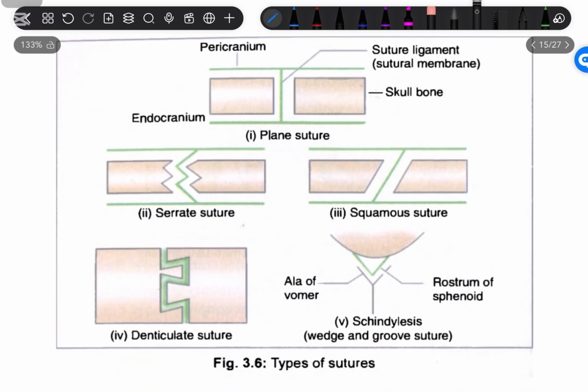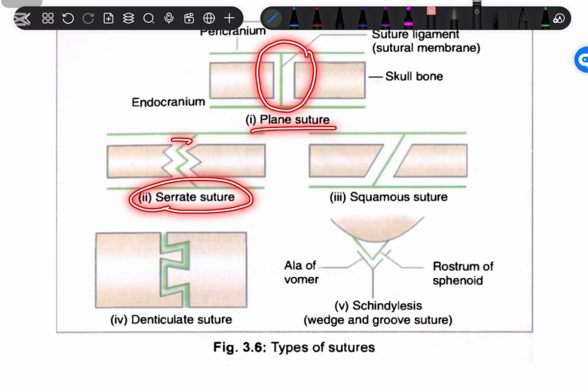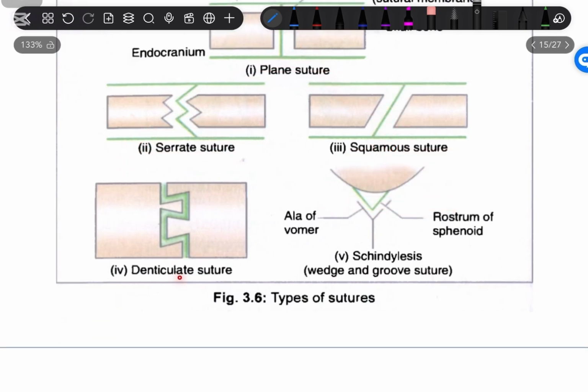We can see the difference between these sutures. In the plain suture, the articular surfaces are plain. For the serrate, these are the zigzag surfaces. And for the squamous, it is oblique. And for the denticulate, it is like a dentine. And for syndialysis, we have the wedge and groove suture. Here you can see the wedge and the groove.